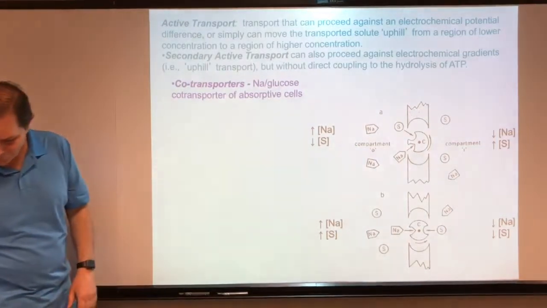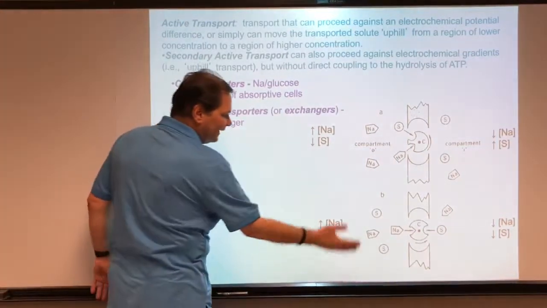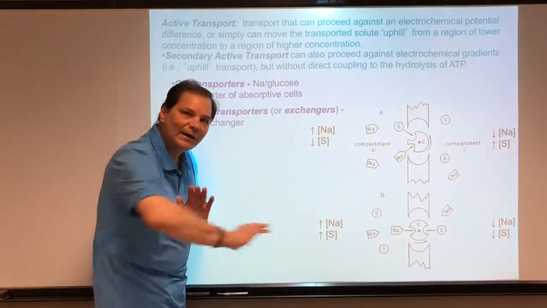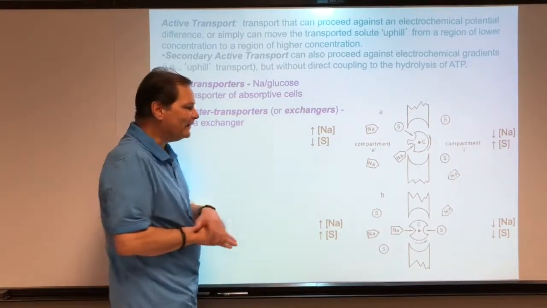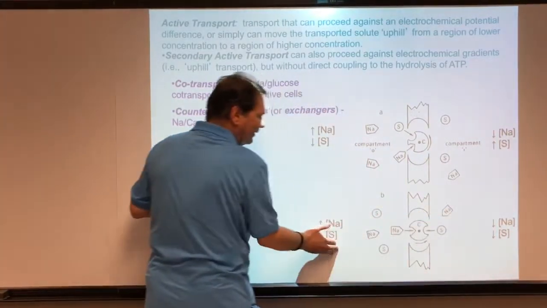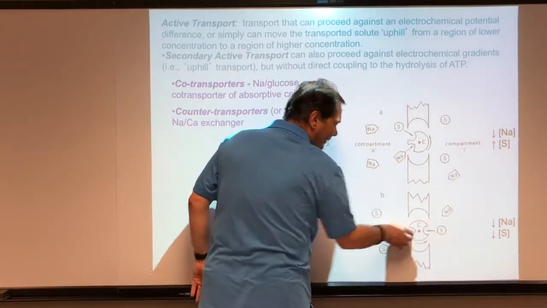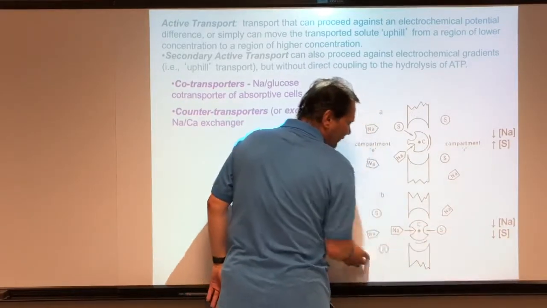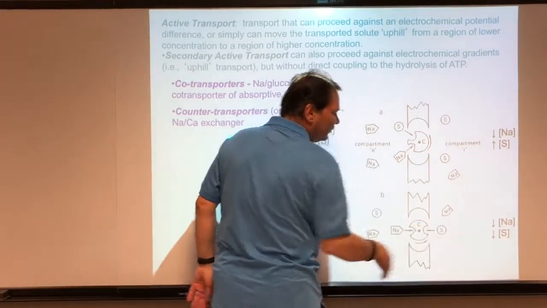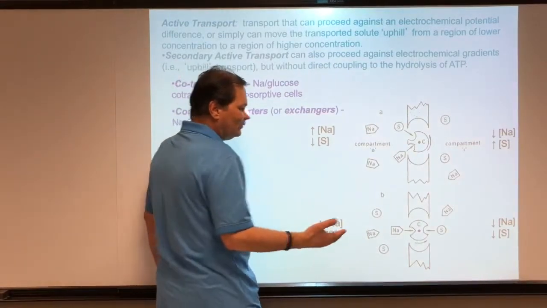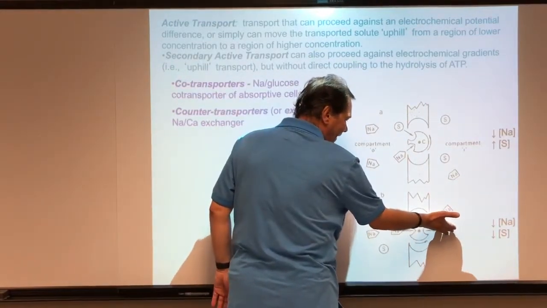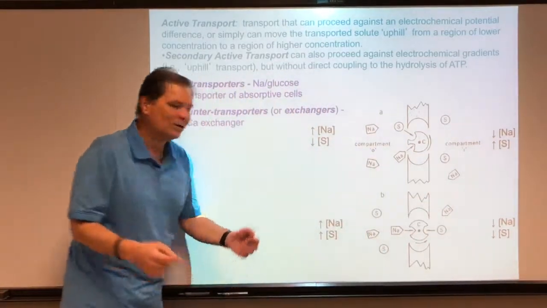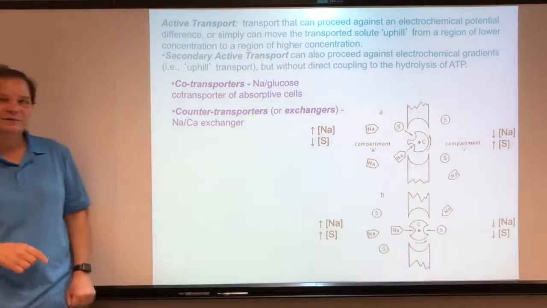Okay? We also have what are called counter-transporters. Once again, I have high sodium on the outside, low sodium on the inside, and I'm going to use that gradient to drive the movement of S up its concentration from inside to outside. In this case, sodium binds here, S binds here. We turn our transporter, sodium is transported from high concentration to low concentration, and we use that tendency, that energy in that gradient to drive the movement of S from low concentration to high concentration, from inside to outside. Counter-transport because they move in opposite directions. Okay?